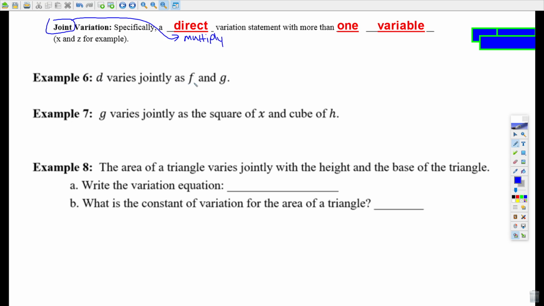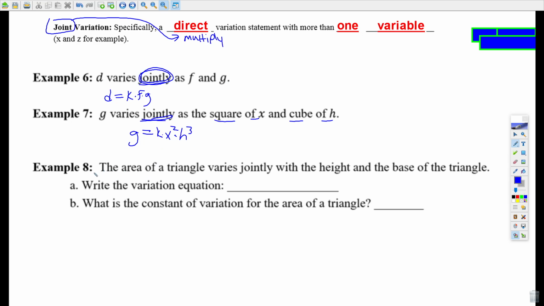So example 6, D varies jointly as f and g. So we'll start out with D equals k, don't forget that, times, jointly means everything gets multiplied together, f and g. F times g. So you're not going to have any division here. For example 7, g varies jointly, so g equals k times, jointly means multiplication, as a square of x and cube of h. X squared times again, h cubed means 3. No division. Let me see, I only have 2 left.